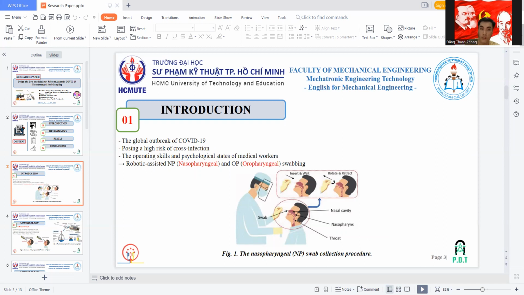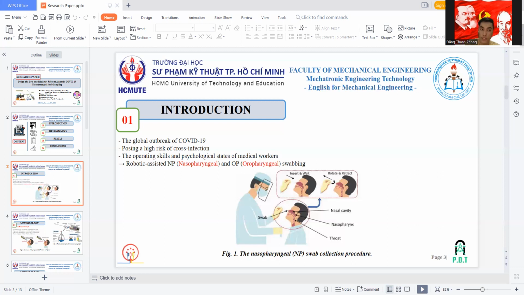During the conventional manually controlled swab sampling, medical staff are inevitably in close contact with the patient, posing a high risk of cross infection. The operating skill and physiological state of medical workers may also affect the accuracy and quality of the result of swab collection.